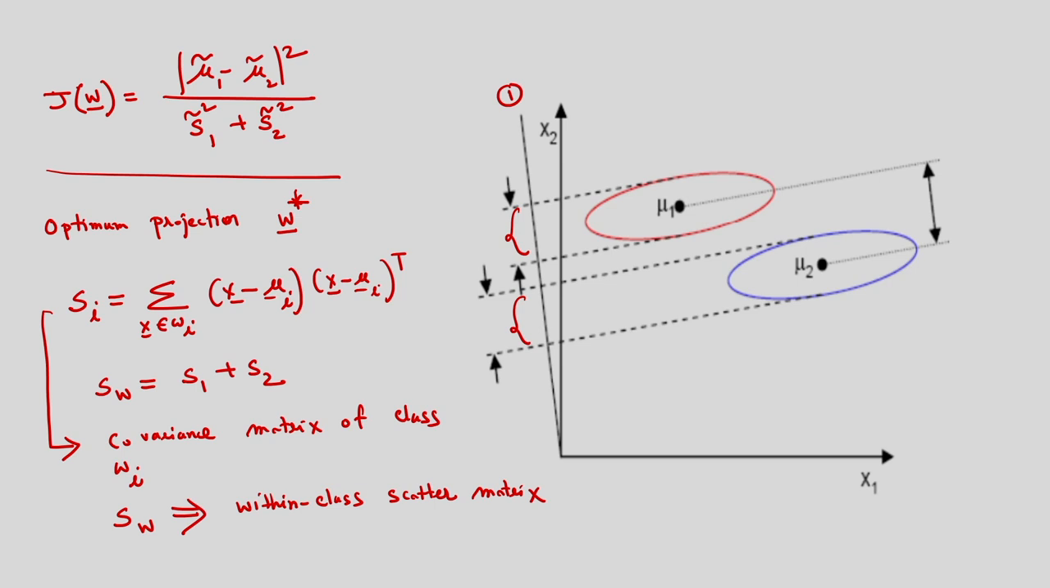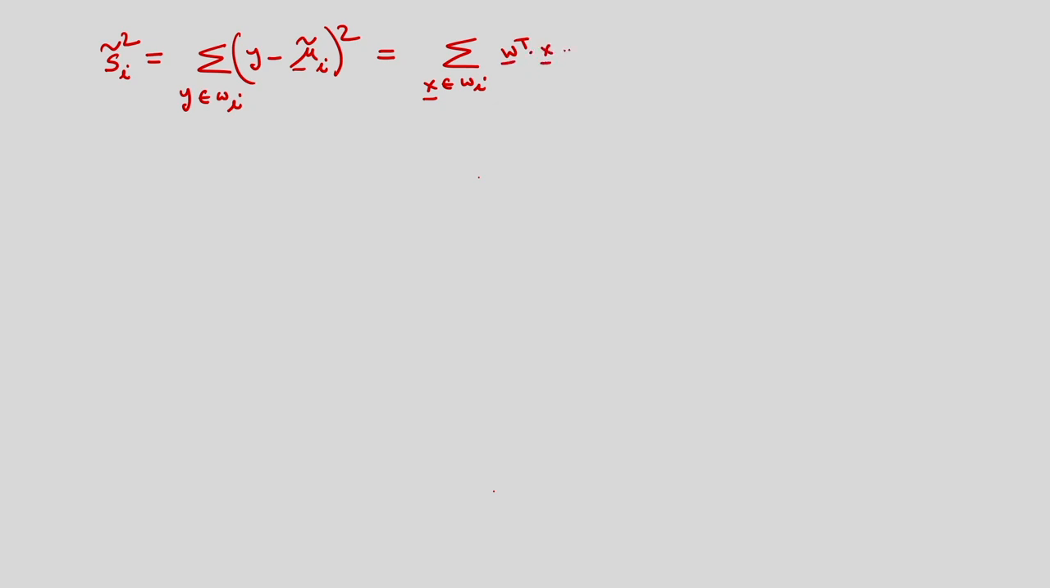So the scatter of the projection Y can be expressed as a function of the scatter matrix in feature space X. How to do this? Move to the next slide. We are representing S I tilde square in the projected space as the summation over y belongs to the class omega I of y minus mu I tilde whole square, and that is equal to the summation over x belongs to omega I of w transpose x minus w transpose mu I, square. I can write like this.